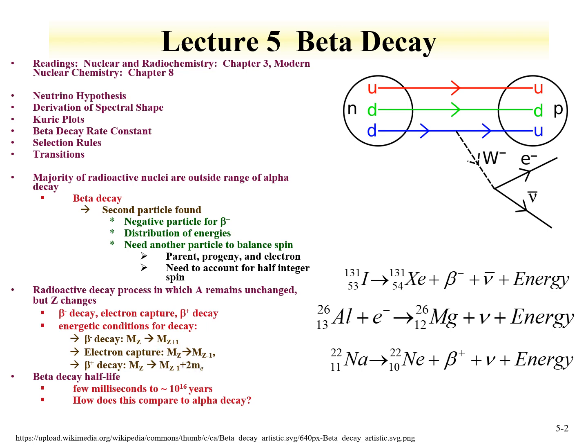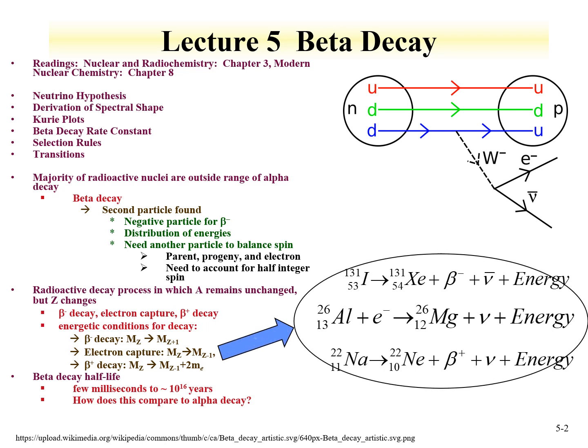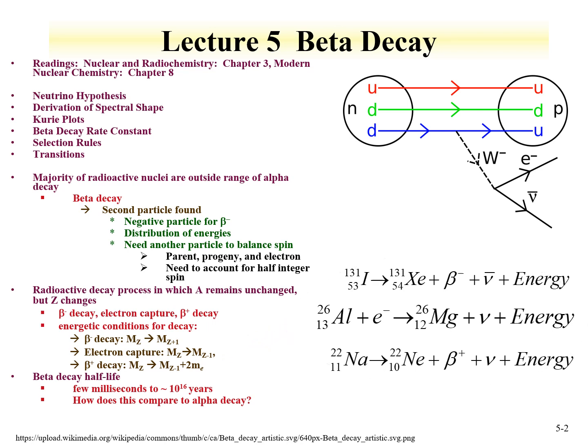As we can see, there are examples of beta minus decay and electron capture. For beta minus decay, we're increasing the proton number. A remains the same. For electron capture and positron decay, we're decreasing the proton number. A remains the same. The half-lives for beta decays are from a few milliseconds to 10 to the 14th years. You can see that this is a little bit different than the range for alpha decay. Alpha decay half-lives can be shorter than milliseconds.